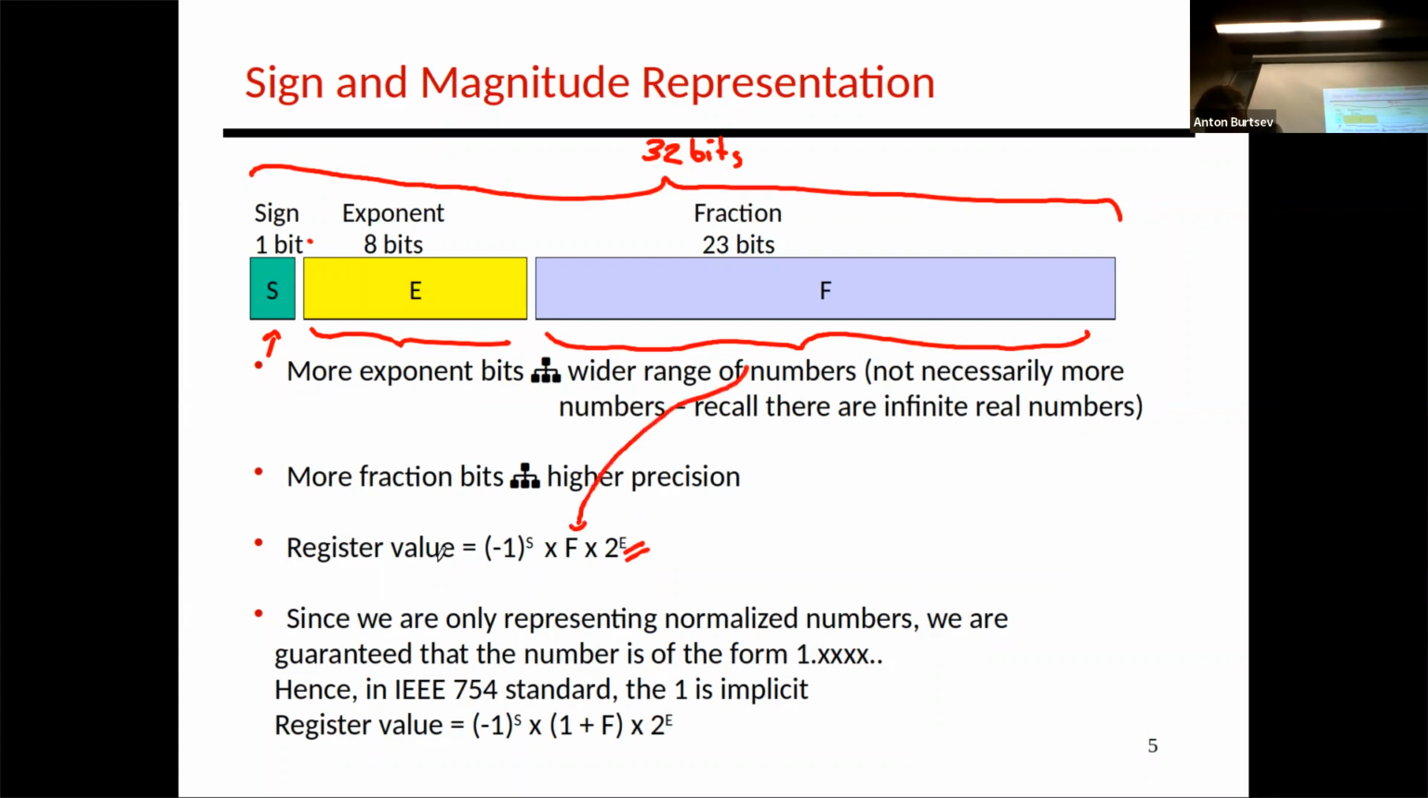So how you interpret the number at a high level is you take the sign bit, raise -1 to the power of s. If it's a 0, then it's a positive number because any number to the power of 0 is 1. If it's a 1, then it will become a negative number. And then you take the fraction and multiply by 2 to the power of the exponent. At a high level, do you get the idea of what it means?